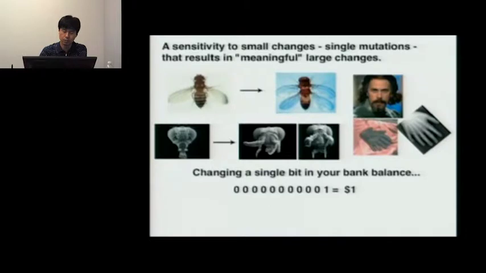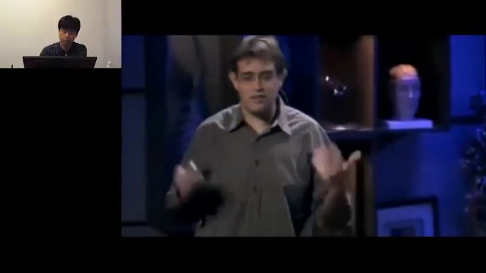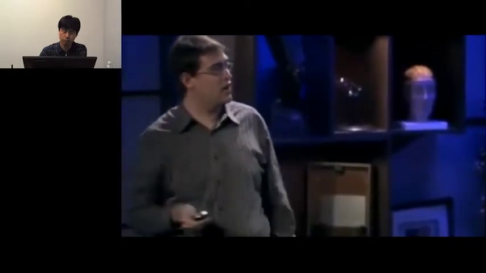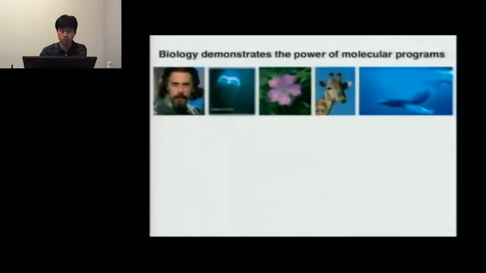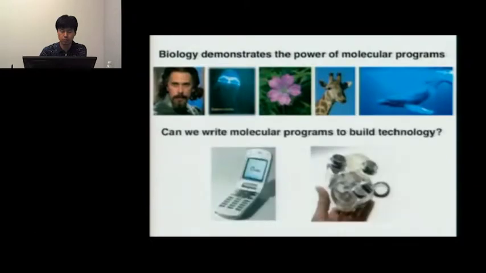Now, a hallmark of computer programs is just this kind of sensitivity to small changes. If your bank account is $1 and you flip a single bit, you can end up with $1,000. So these small changes indicate to us that a complicated computation in development is underlying these amplified large changes. All of this indicates that there are molecular programs underlying biology, and it shows the power of molecular programs. What I want to do is write molecular programs potentially to build technology.